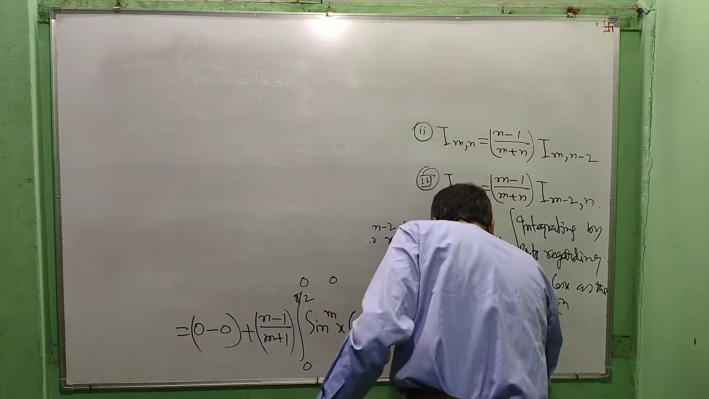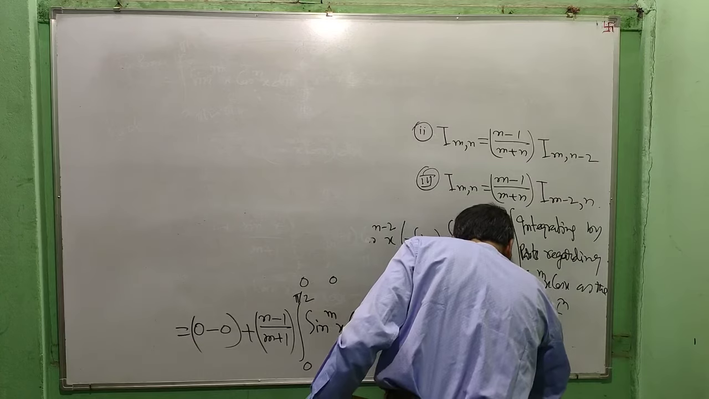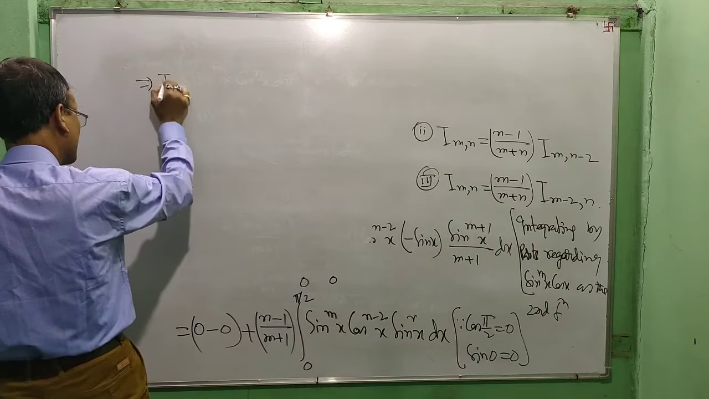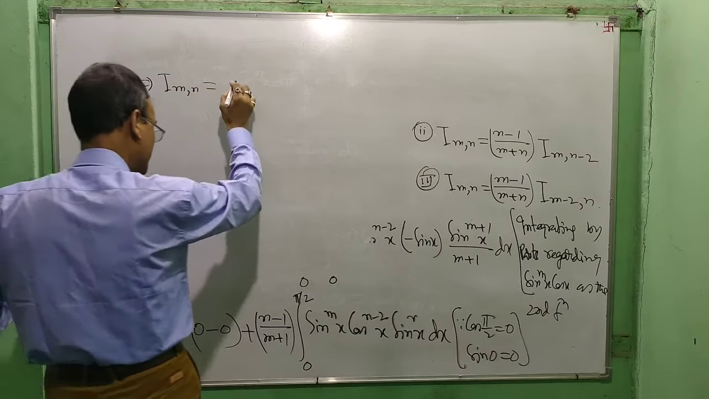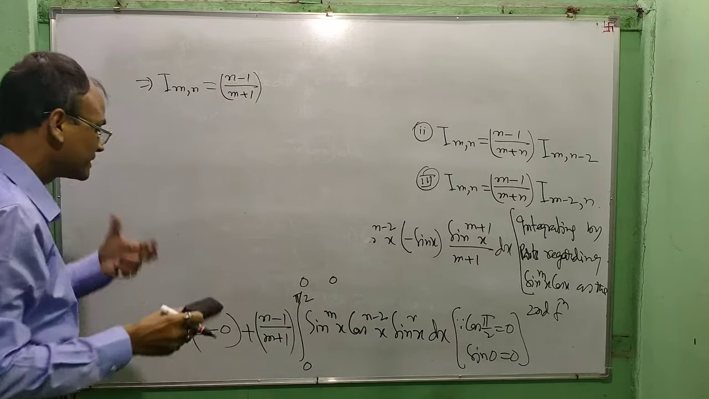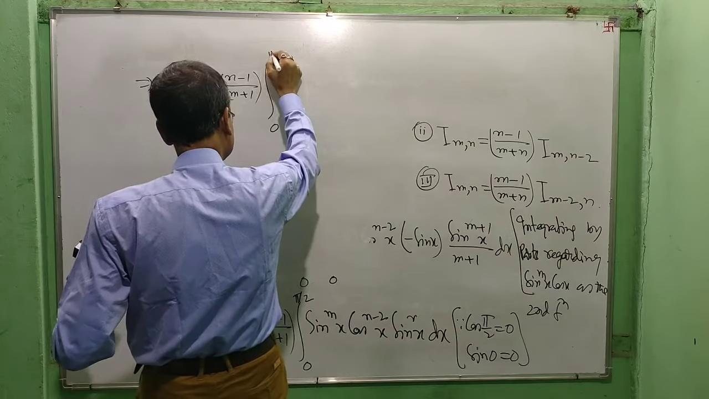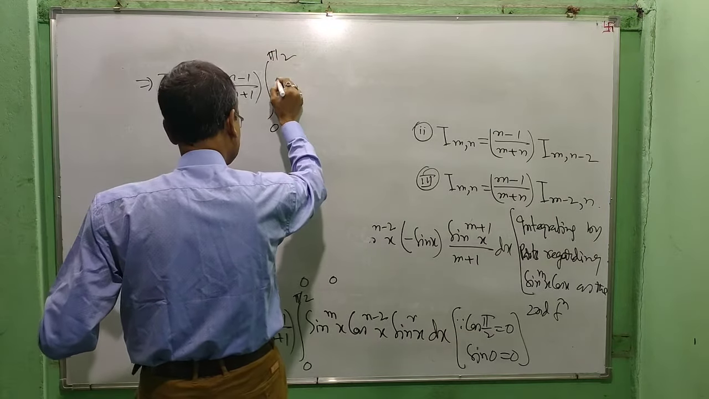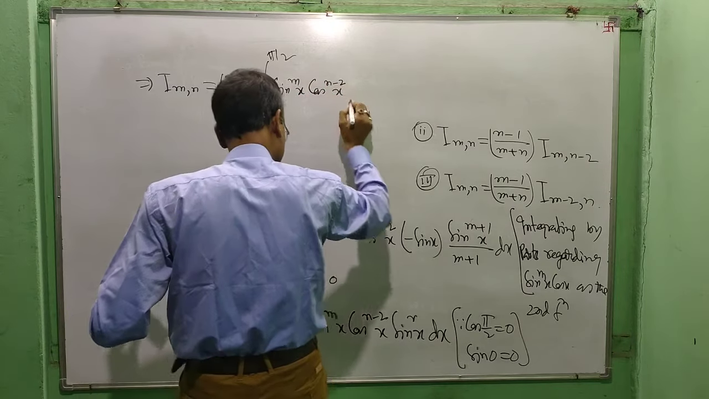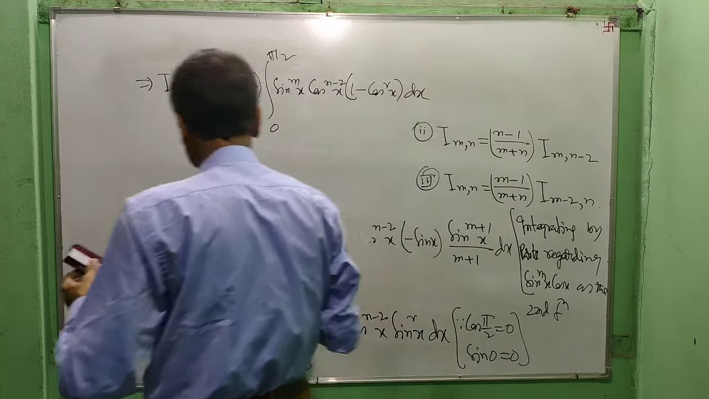Here you may write, since cos pi by 2 equals 0 and sin 0 equals 0, this value will be equal to 0. This means I_{m,n} equals (n-1) divided by (m+1) into the integral from 0 to pi by 2 of sin^m x cos^(n-2) x, with sin square x meaning 1 minus cos square x, dx. You may write like this.